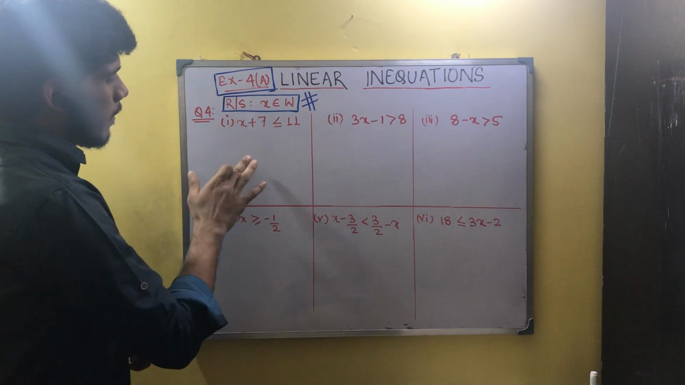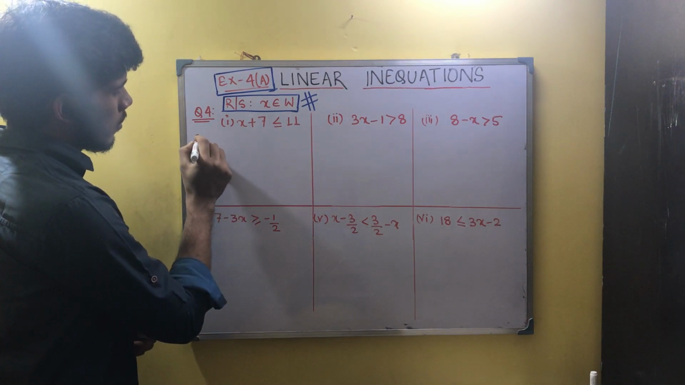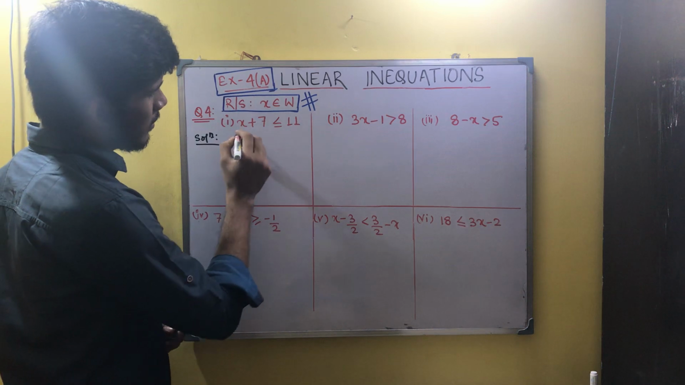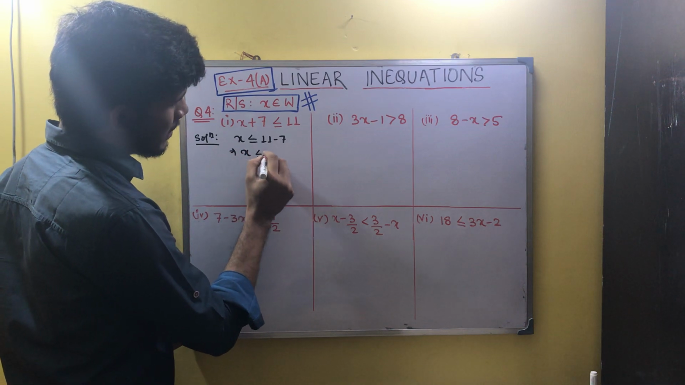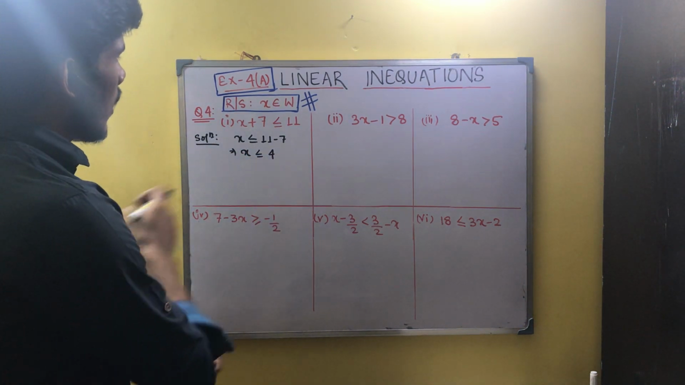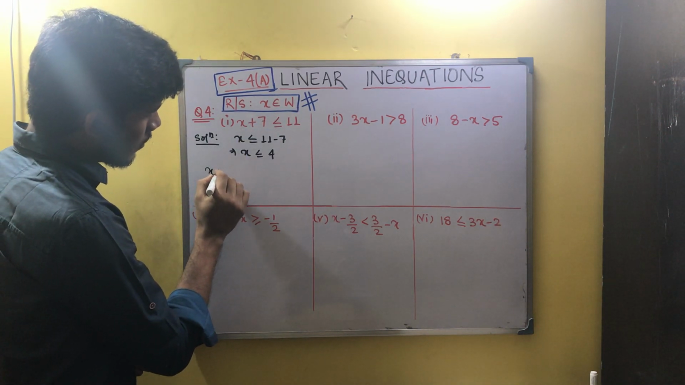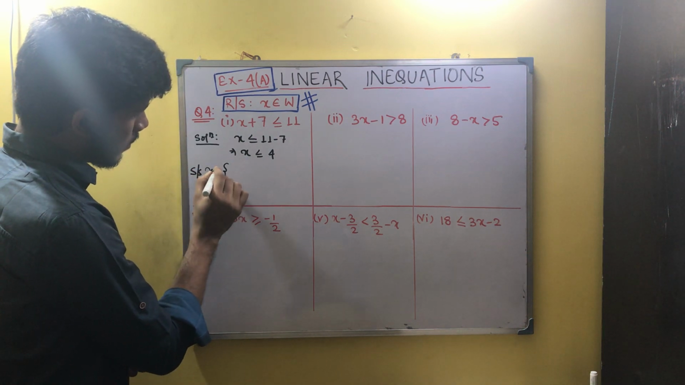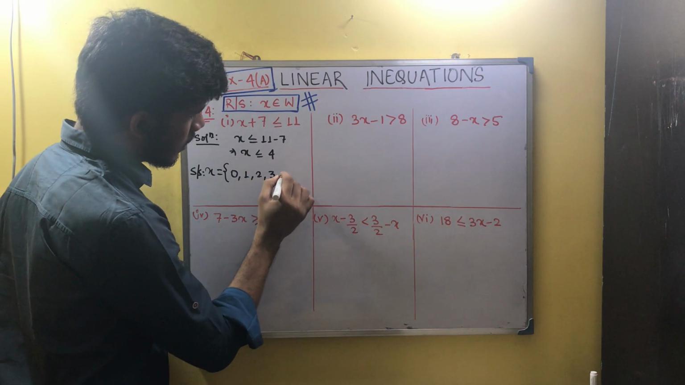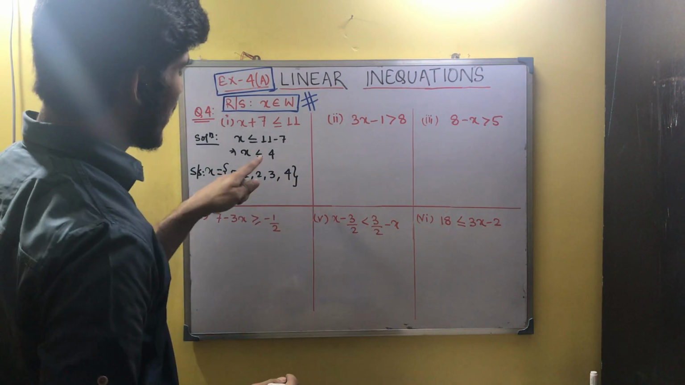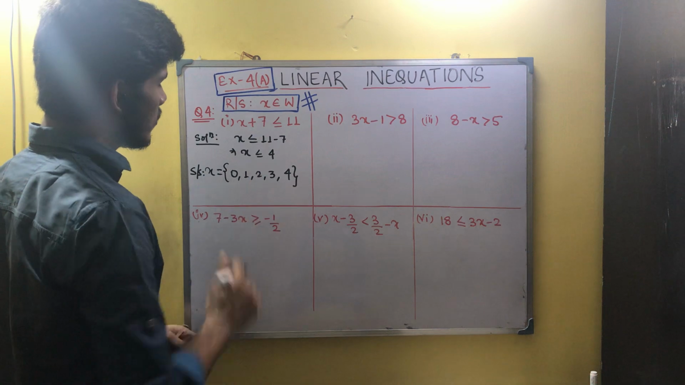Now the first part is x plus 7 less than equals to 11. If we solve it, what we will be getting is x is less than equals to 11 minus 7, that gives you x is less than equals to 4. Now if x is less than equals to 4 and x belongs to whole number, then the values you are left with are the solution set x equals to 0, 1, 2, 3 and 4. Isn't it? 4 is included because we have the less than equals to sign. It is not strictly less than 4, rather less than equals to 4. So this is the solution set.